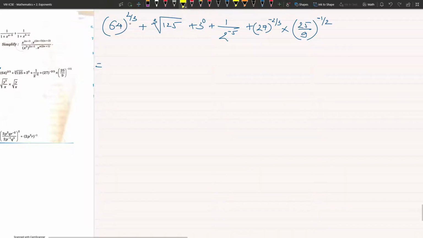Yes, you are right, because the denominator here is 3. We have to express 64 as a cube of a number. Whose cube is 64? This is maybe the third or fourth time I am asking the same question. Whose cube is 64?